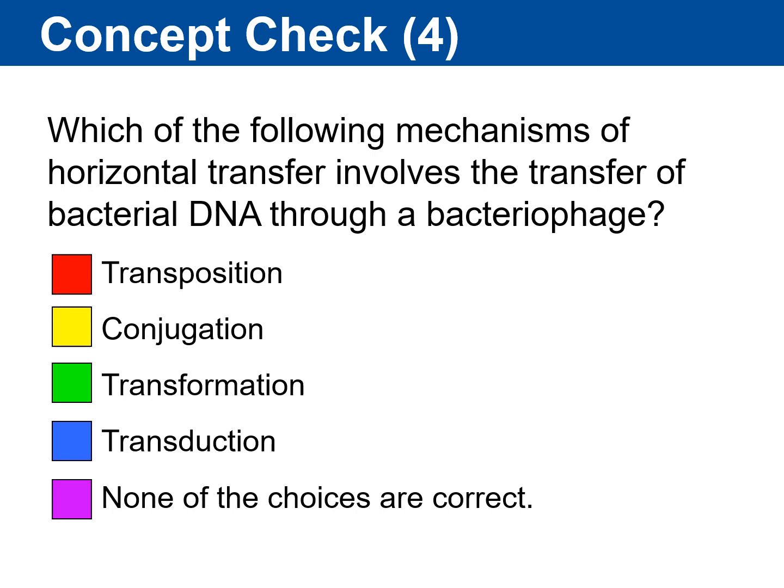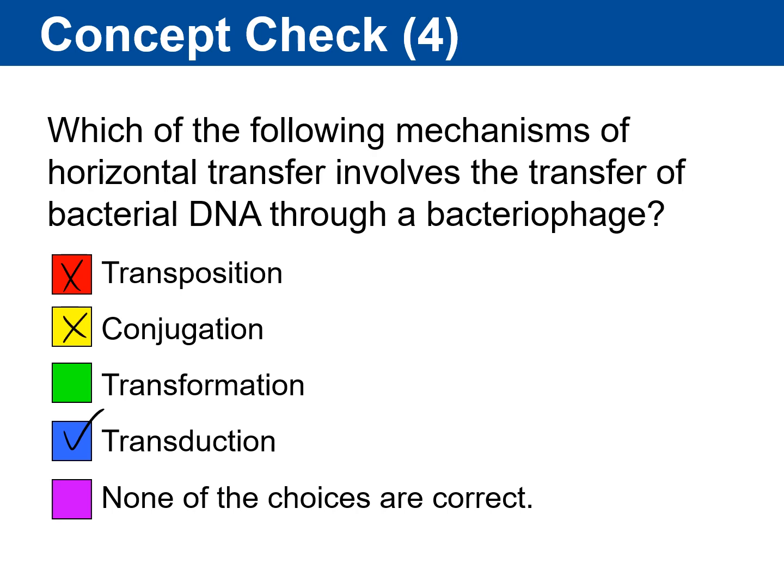So we have a final concept check, and it's asking the question, which of the following mechanisms of horizontal transfer involves the transfer of bacterial DNA through a bacteriophage? So we'll just skip right to it. A bacteriophage has to be involved in what's called transduction if it's moving genes around. But let's make sure that we understand why the wrong answers are wrong. First of all, transposition involves transposons, but not necessarily specifically bacteriophage. So we would not pick that as the one best answer.